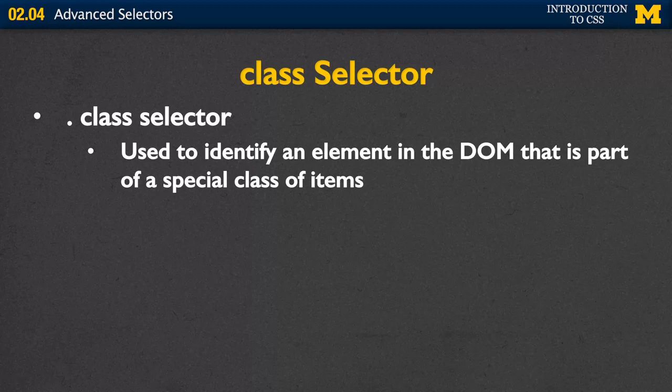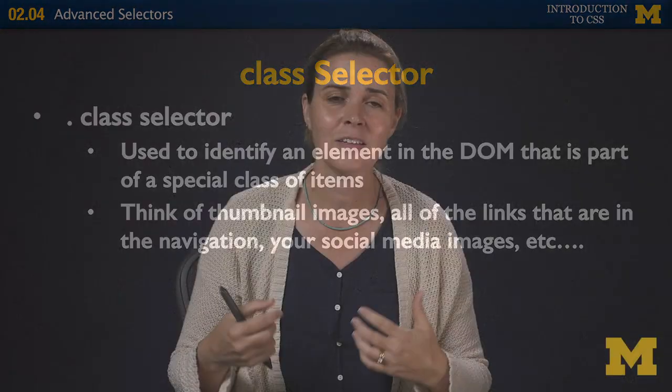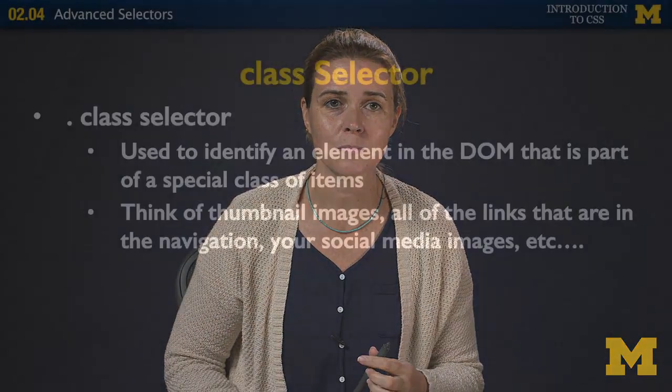Class selectors are similar to IDs, but the difference is that classes can apply to a range of elements, not just one particular element in the DOM. So think of thumbnail images or the social icon medias. It's this idea of that, you know what, I want to be able to style a big group of things all in the same way, but I don't want to necessarily style all of them that way. You don't want all of your images to be thumbnails, but you want a lot of them to be.